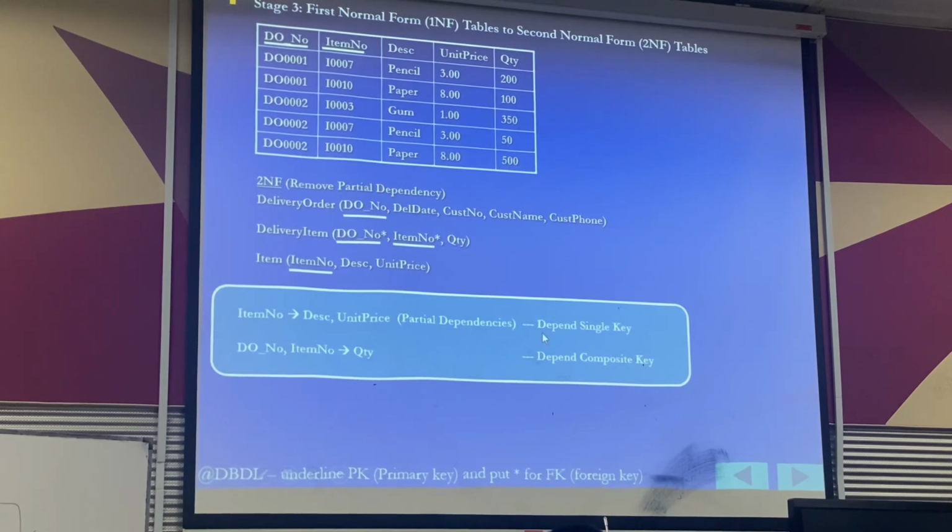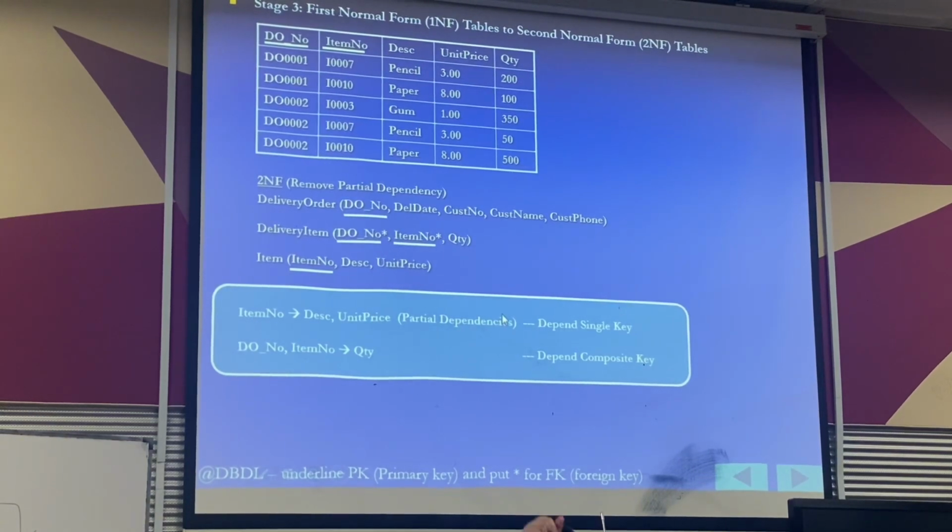Different from the last semester. Last semester I didn't ask you to write, but this semester you need to write. Item number to description, unit price is partial dependency. These two you need to write in this round.